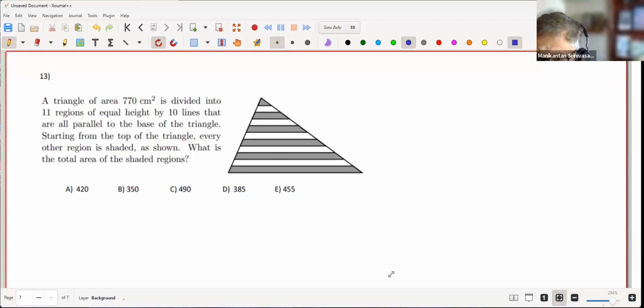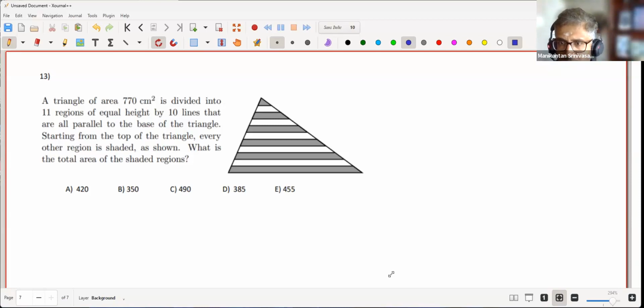Yeah, go ahead. So I thought just logically it should be half, but I didn't do any calculation. I thought logically maybe. Okay. And half is what? 385, is it? Yeah. Okay. What do you guys think?